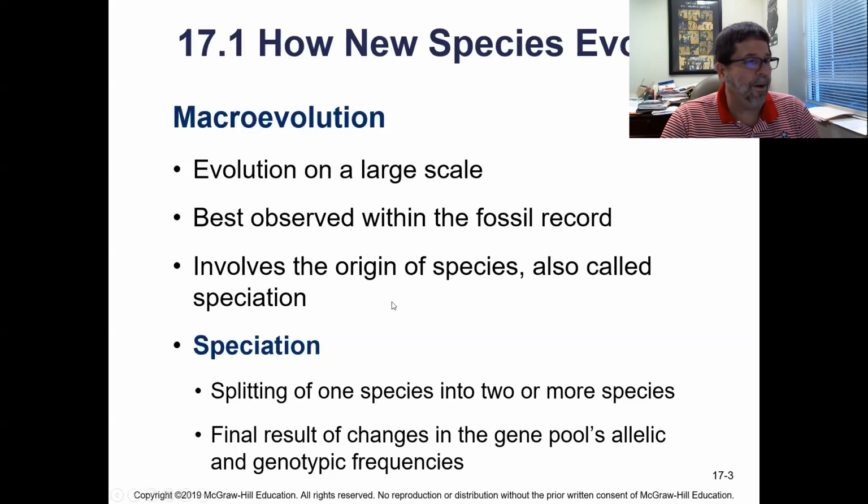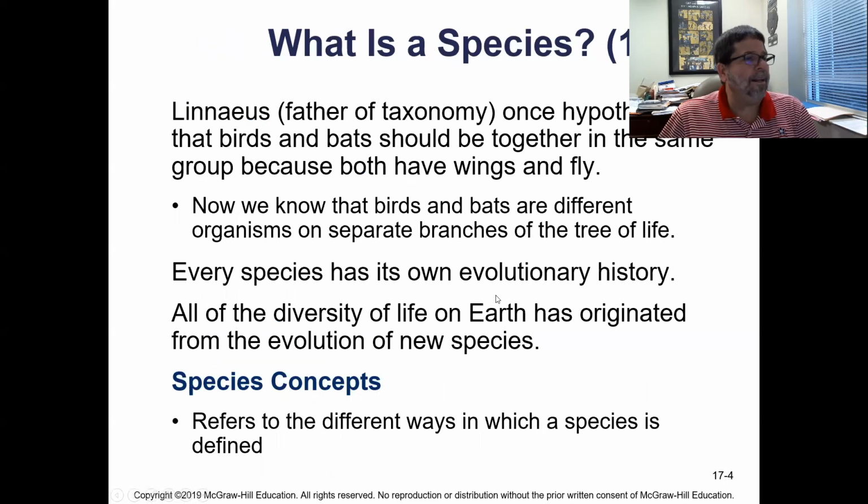So anyway, we'll go through this kind of quickly. Nothing much there other than speciation. Linnaeus was one of the first to hypothesize that birds and bats should be together in the same group because they have wings and fly. We now know that birds and bats are totally different organisms, separated on the branch of the tree of life way earlier. Every species has its own evolutionary history, and all the diversity of life on Earth originated from the evolution of new species.